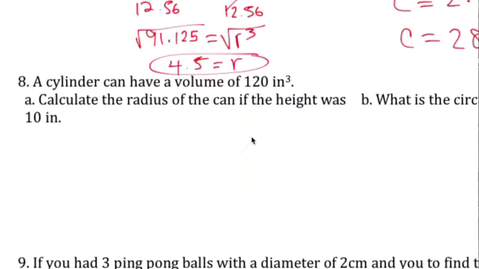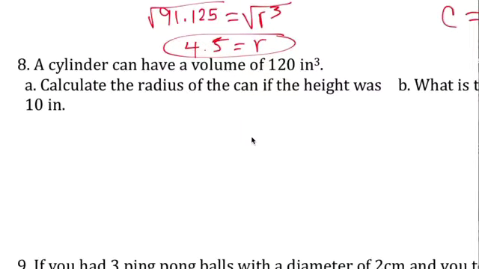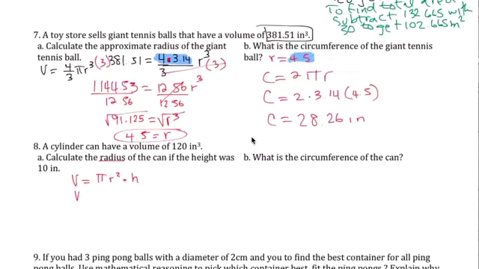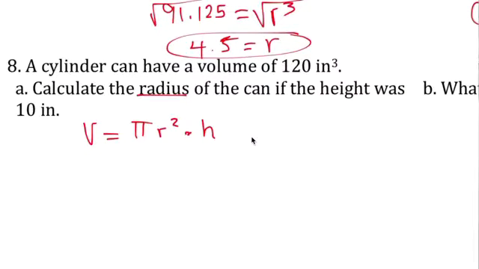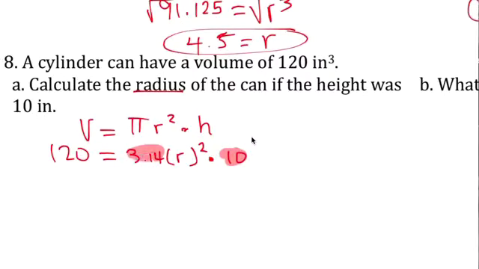Okay, this one here, number 8. Volume of a cylinder can. A cylinder can has a volume of 120 inches cubed. Calculate the radius. So volume equals a cylinder's pi r squared times h, right? And this one will be on there. Make sure you know how to do that. So we know volume is 120 equals pi, which is 3.14, times the radius, which is unknown, times the height, which is 10. Okay, so you would multiply 10 times 3.14, you get 31.4 times radius squared, right? And then 120, divide by 31.4.